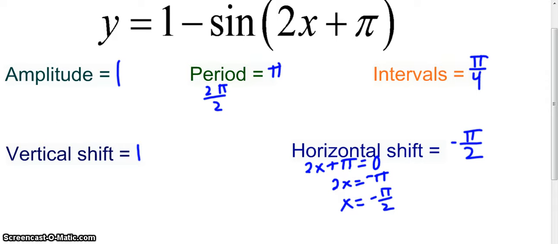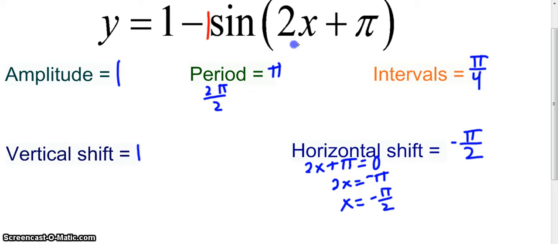Okay, so hopefully we end up with an amplitude of 1, a period of pi, intervals of pi/4, vertical shift is 1, and horizontal shift is -pi/2. Okay. How do I get that? Just emphasizing, alright, so the amplitude comes from the number multiplied by the trig function. There's nothing written there, so it's implied that there's a 1 there. The negative, again, will affect the graph, but not the amplitude, so that's 1.